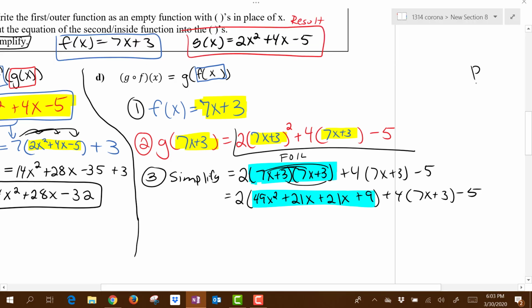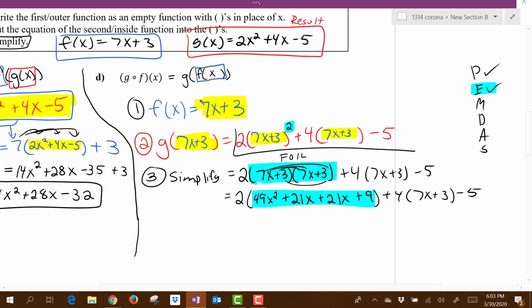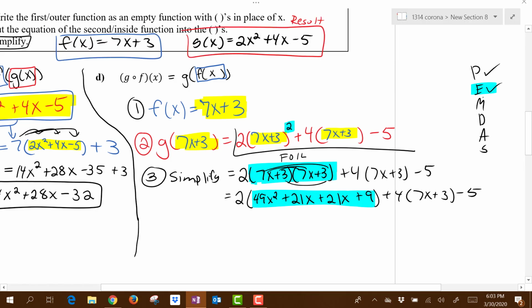Okay, so PEMDAS. Can't do anything within the parentheses. The next thing that we actually did was our exponents there. We squared 7x plus 3. We did the squaring, and that led us to FOILing. We FOILed that, and now we're at the multiplication phase. So at this stage, I'm going to distribute in the 2. So I'm going to multiply 2 times everything that's in the first parentheses. What is that? 98x squared plus 42x plus 42x plus 18.